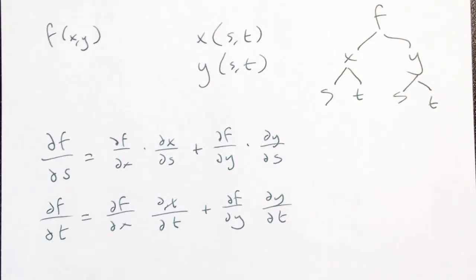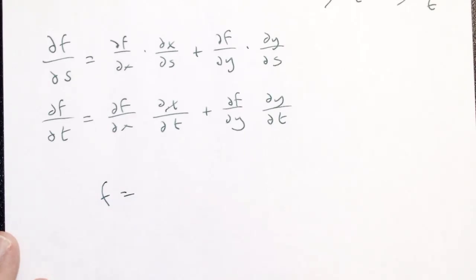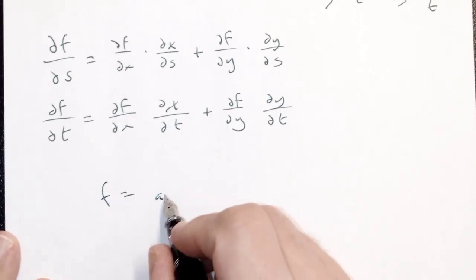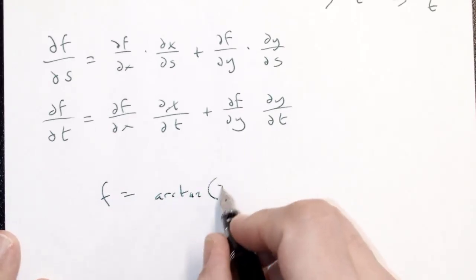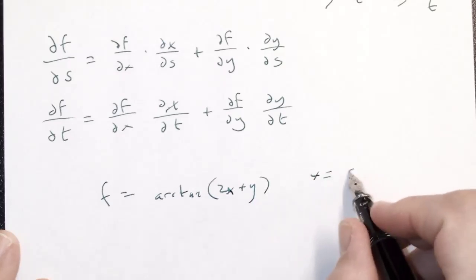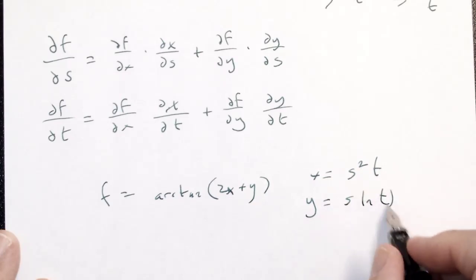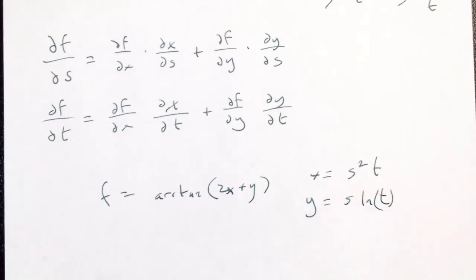I didn't do this randomly. I did steal one from the textbook. f equals arctangent of 2x plus y, where x is s squared t and y is s log t. Isn't that just disgusting?